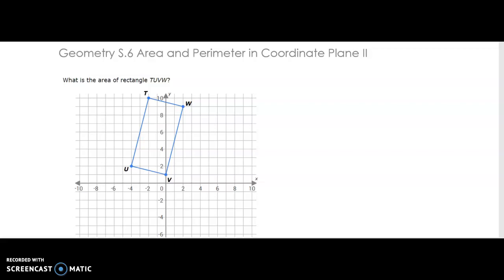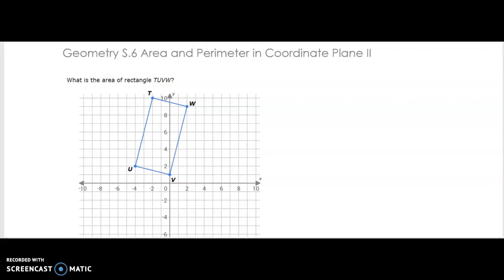Alright, on S6, area and perimeter in the coordinate plane, lesson 2, you're definitely going to need a calculator on this one. You're going to need a calculator that does square roots because most of everything's going to be slanted, and you're going to have to be able to figure out distance. So, on this, yes, it is a rectangle, and we're finding the area.